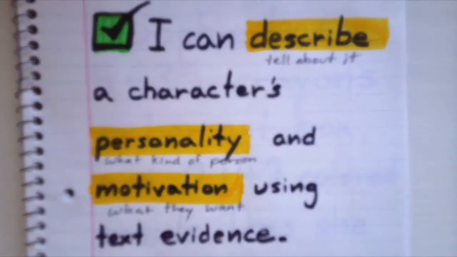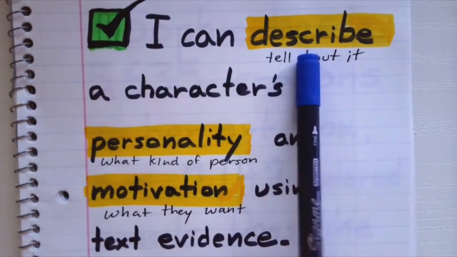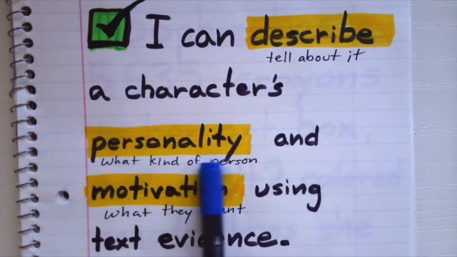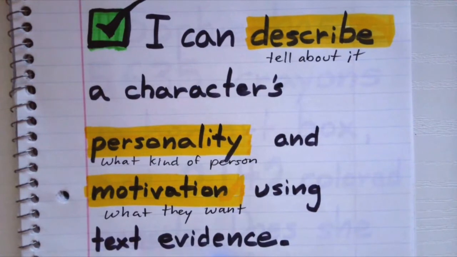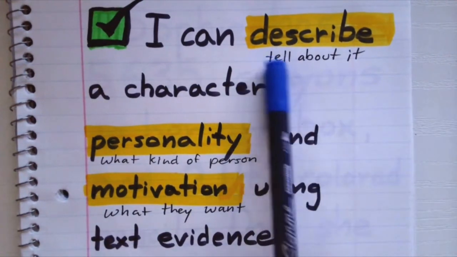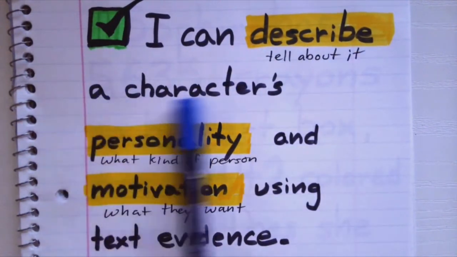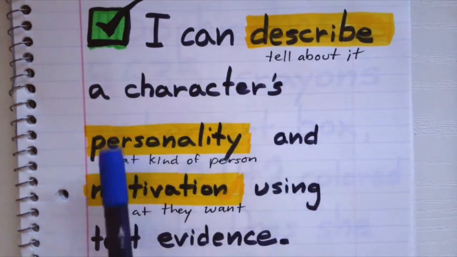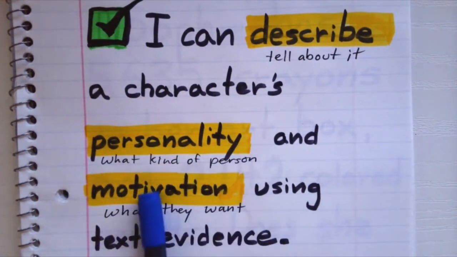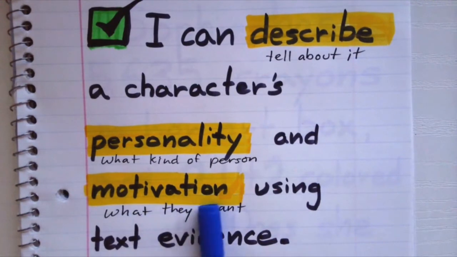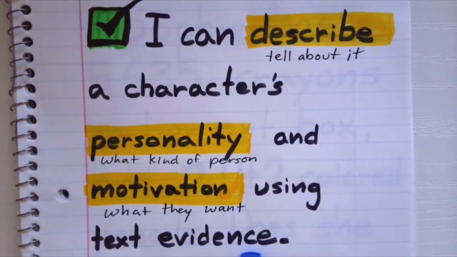Let's read the success criteria together. Ready? Begin. I can describe a character's personality and motivation using text evidence. We are telling all about, or describing, information about the people in the story. Their personality is what kind of person are they? Their motivation is what do they want? Information about this is going to be in the text evidence.